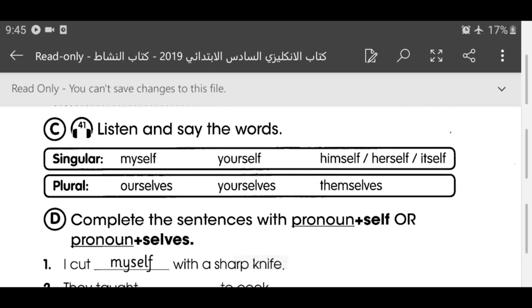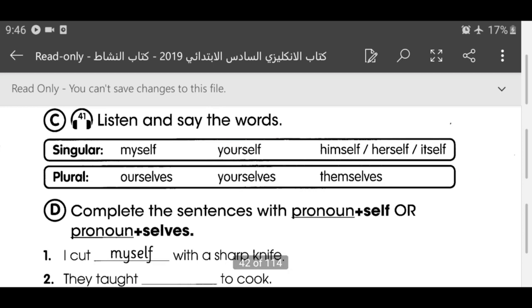Myself. Yourself. Himself. Herself. Itself. Ourselves. Yourselves. Themselves.